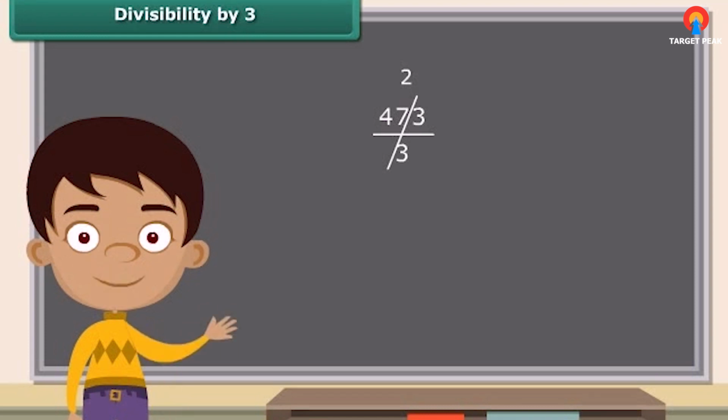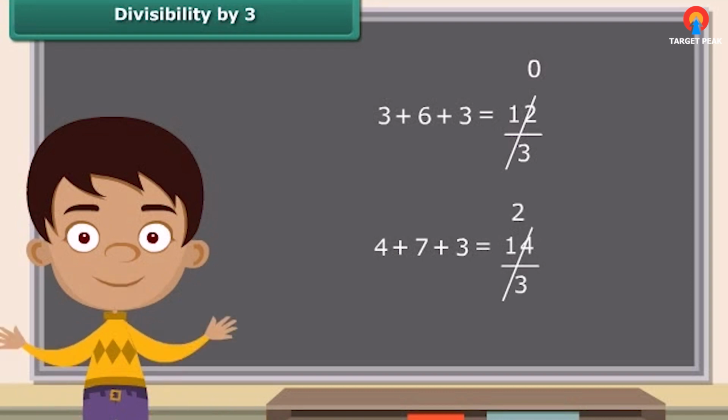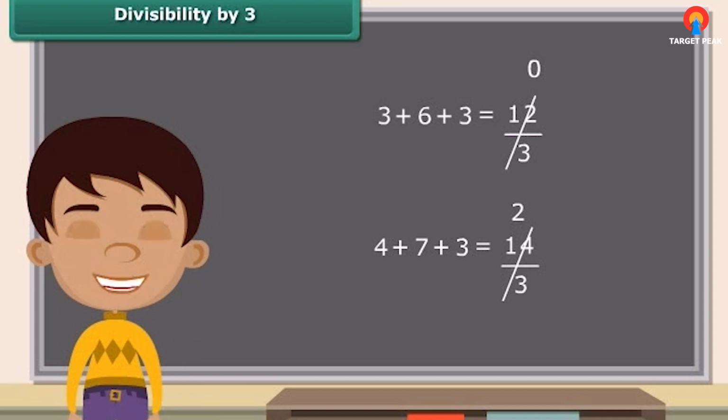To verify whether a number is divisible by 3, add up the digits of the number. For example, to check if 363 is divisible by 3, we add 3, 6, and 3. We get 12, and 12 is divisible by 3. Add the digits of the number 473. The sum is 14. 14 is not divisible by 3. Therefore, we can say that if the sum of the digits of a number is a multiple of 3, then the number is divisible by 3.